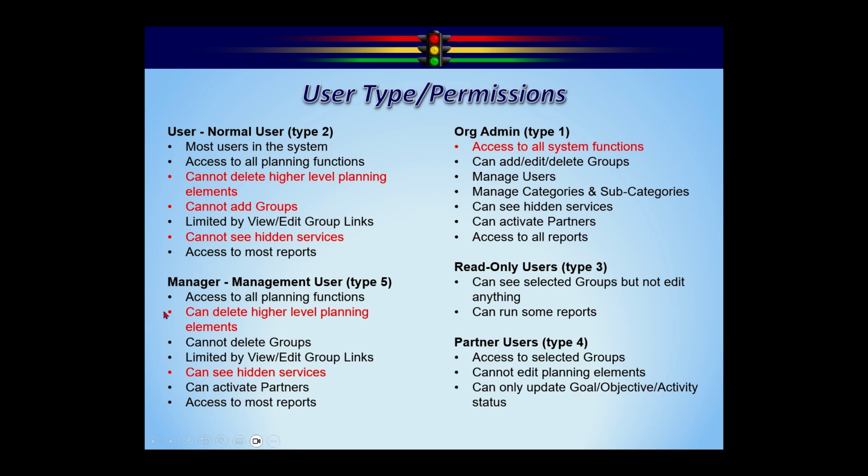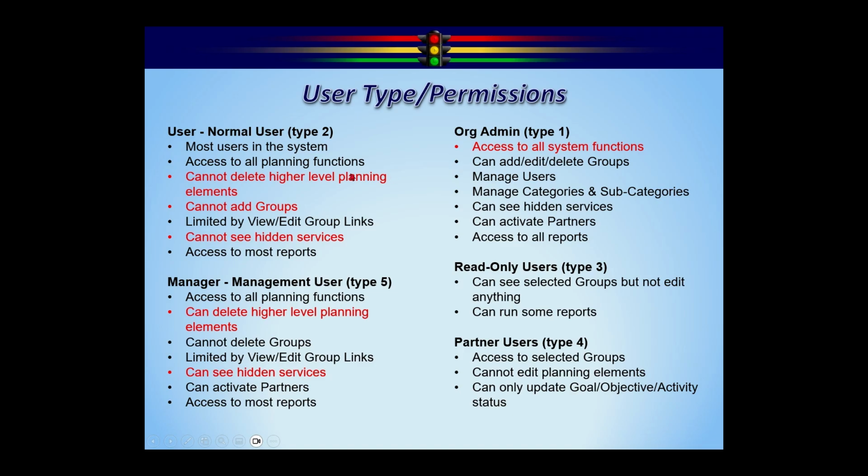So the most common is the normal user, we call it. It's the most users we have in the system. Access to all planning functions. So you can add services, goals, objectives, and activities. You can't add groups in there, and you can't delete higher level planning elements. So a normal user can only delete objectives on down. Because if you delete an objective, you're also going to delete all the activities within that objective.